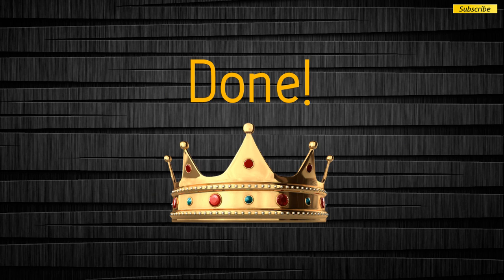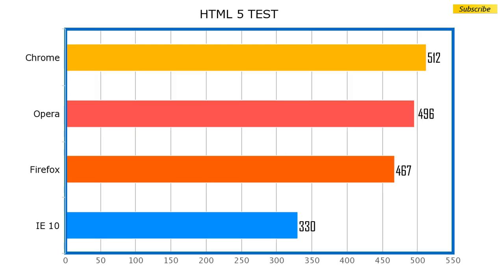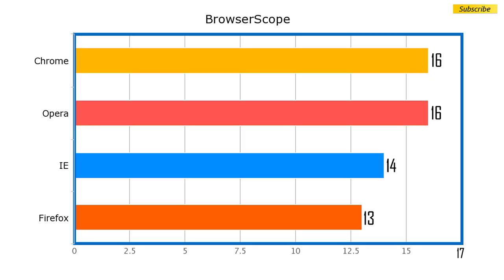I will give you now the detailed reports. Here's the Peacekeeper test report, and Opera has scored the highest, 4903, Chrome 4191, Firefox 3938, Internet Explorer 2792. Here's the HTML5 test: Chrome 512, Opera 496, Firefox 467, Internet Explorer 330. And BrowserScope, Chrome and Opera the same with 16, Internet Explorer 14, Firefox 13.